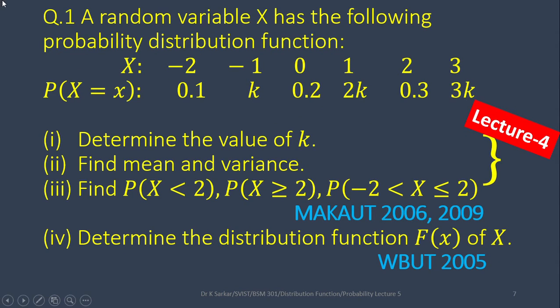Here is question number 1. A random variable X has the following probability distribution function. X takes the values -2, -1, 0, 1, 2, 3, and these are the corresponding probabilities. This sum we have solved from 1 to 3 in lecture 4. Now we are going to solve question number 4, that is, determine the distribution function F(x) of the random variable X, which appeared in the MAKAUT exam 2005.